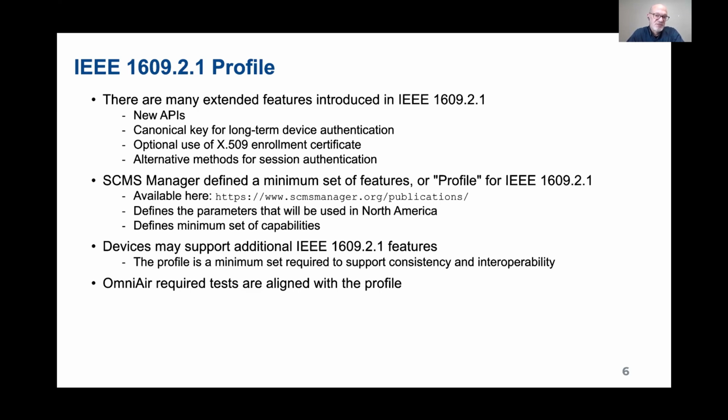That doesn't say that you can't use the more advanced features or more extensive new features in .2.1. Totally fine. They're part of the standard and you can implement them, but they're not expected of all devices. They're not necessarily required for interoperability. They're more about the specific relationship between the device and your SCMS provider, but they have less of a bearing on the interoperability among devices. So you're welcome to use all of those features, but for the compliance testing, conformance testing, and interoperability features, they're really not relevant and not needed. The Omni-Air tests, the required tests, and the Omni-Air test specification are all aligned with that SCMS manager minimum profile.